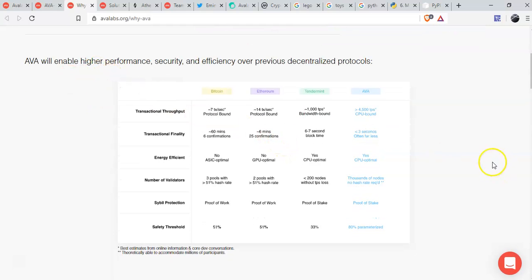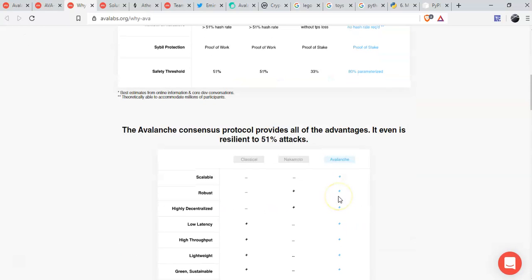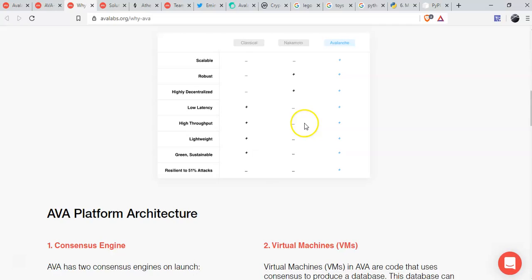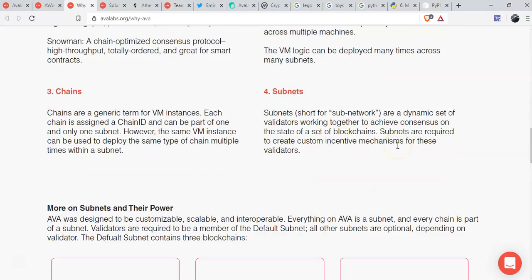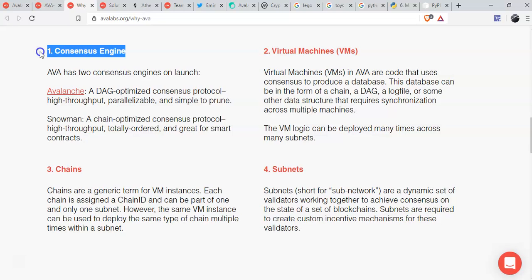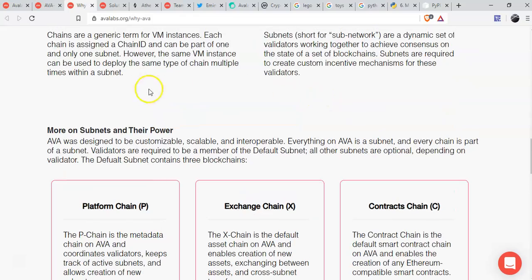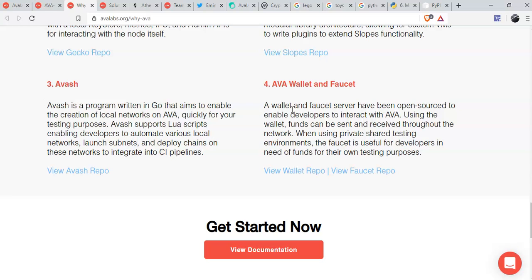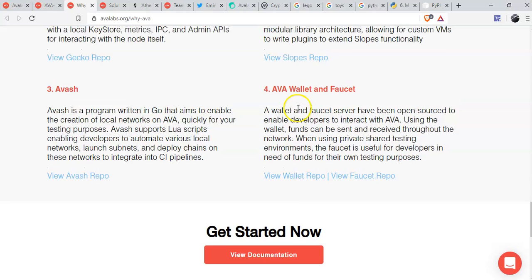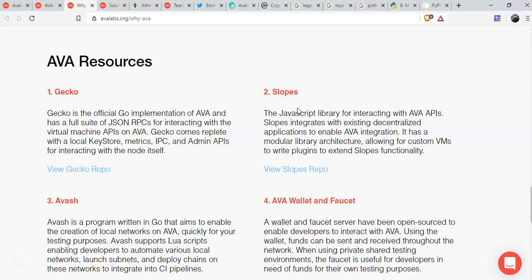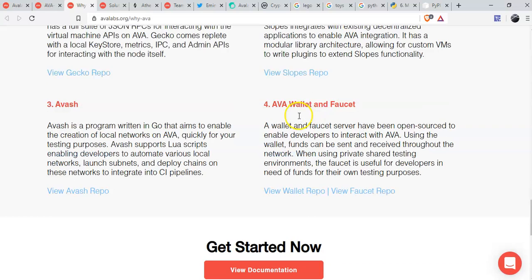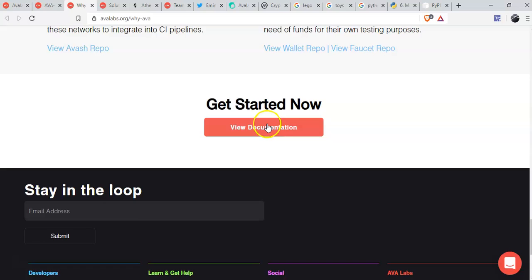Okay, why do we need Ava? You can compare it to other platforms, and what the needs are. What are some of the advantages of Ava over other blockchains? And some of the stuff about the consensus algorithm, the chains, the subnets, and the virtual machines. This is Ava in more technical detail. We will talk about this in a much later video, because I'll be creating a series of videos for Ava. And then there is the documentation. If you want to start building right now, there is documentation for that.